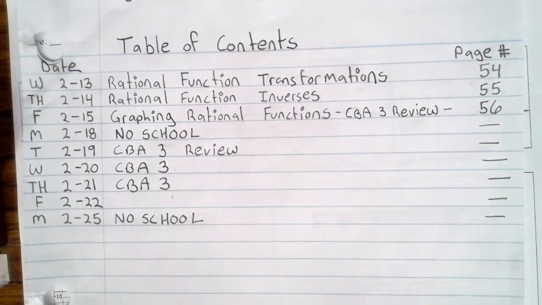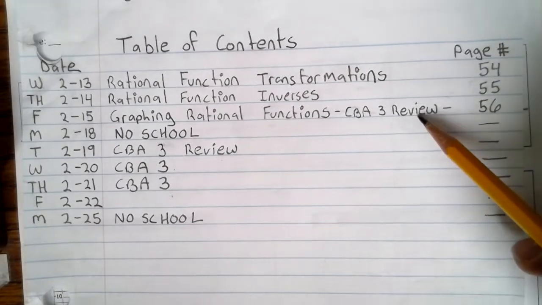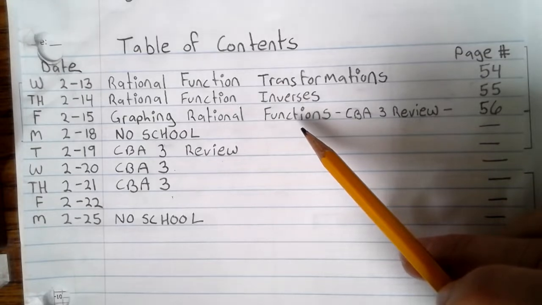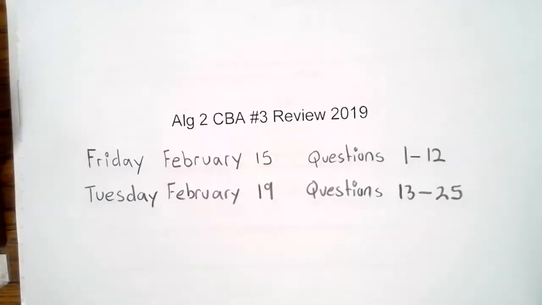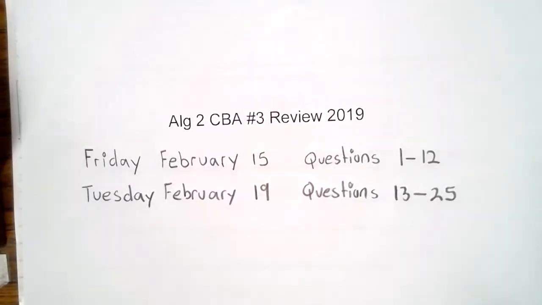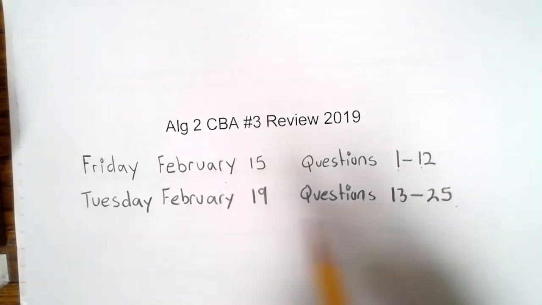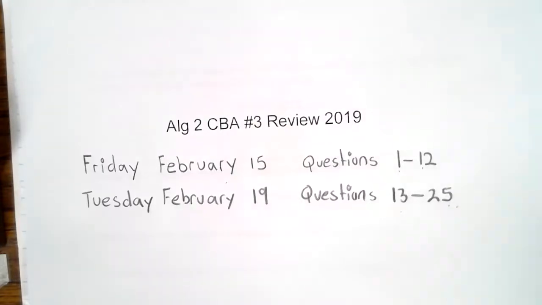So what we're going to have to do is in class, as a class, everyone, we're going to do the CBA 3 Review questions together. And then you can either watch and complete your notes and examples for graphing rational functions either before class or after class, okay? The reason being is the CBA 3 review has 25 questions. So we need to do questions 1 through 12 on Friday and questions 13 through 25 together on Tuesday, okay?